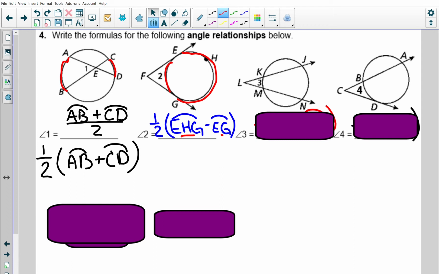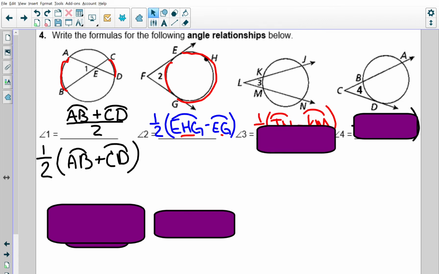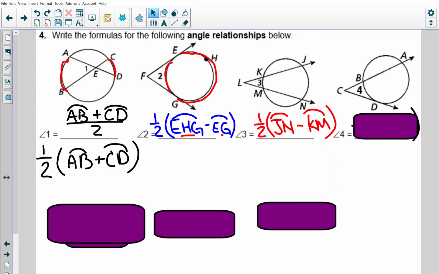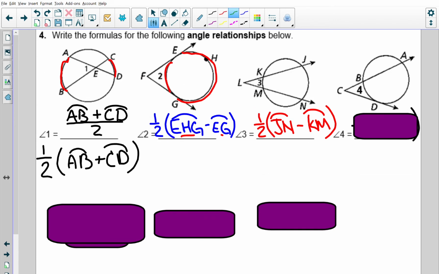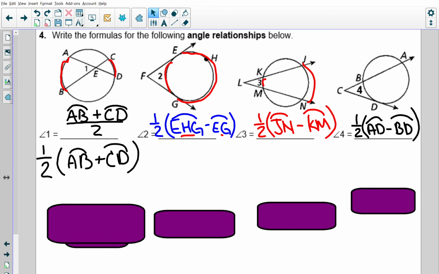How about this next one? What do we have? We have two secants. Same exact thing. Take the big arc. Subtract the little arc. Cut in half. Okay? How about the final one? We've got a secant and a tangent. It was the same thing. Take the big arc. Subtract the small arc. Cut in half. Those are important to know, people. You got to know them to be successful.